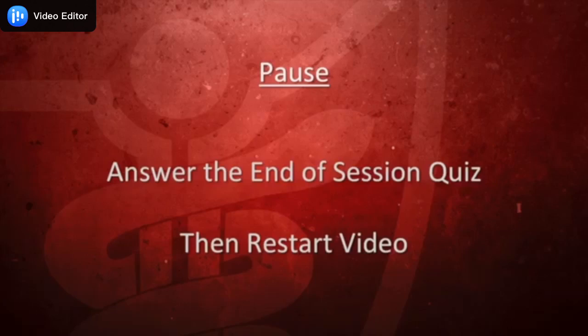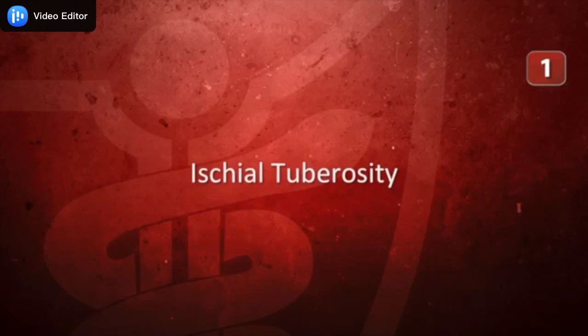Now I want you to pause the video and answer the end of session quiz questions, and then we'll go through those answers together. Let's get going. First question. What is the bony structure on which you sit? So that's your ischial tuberosity.